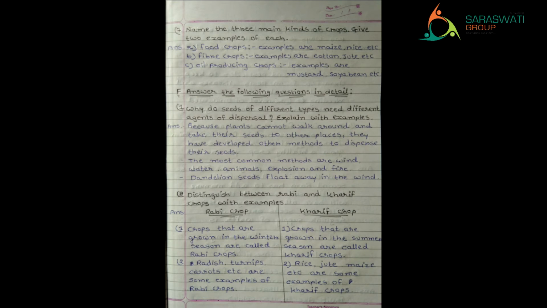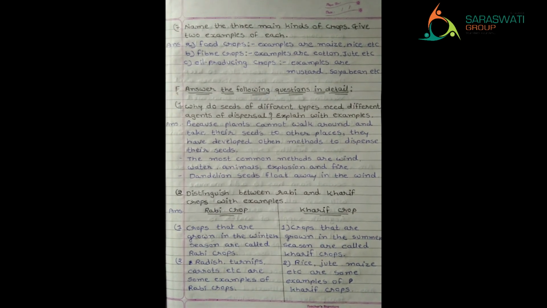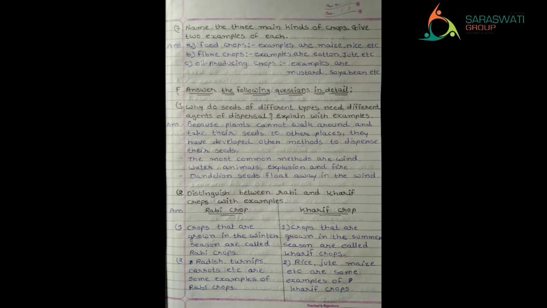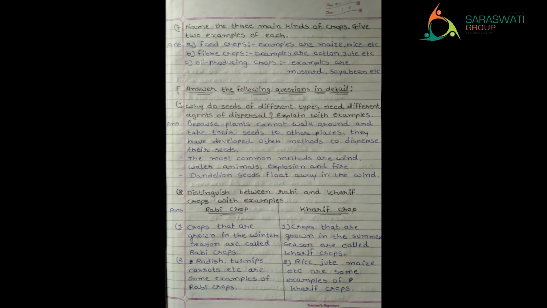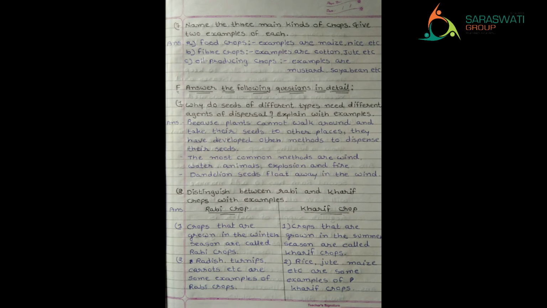Now the second question. Distinguish between rabi and kharif crops with examples. Distinguish means डिफ्रेंशिएट करना, कि दोनों एक दूसरे से अलग कैसे हैं वो बताना. तो हमें यहाँ पे किसकी कंपैरिजन करनी है? रबी क्रॉप and kharif crop. So kids, you will make two parts like this. जैसे मैंने यहाँ पे बनाए हुए हैं, एक रबी क्रॉप के लिए और एक खरीफ क्रॉप के लिए, राइट. सो वी विल सी फर्स्ट पॉइंट इन बोथ. सी इन द रबी क्रॉप.